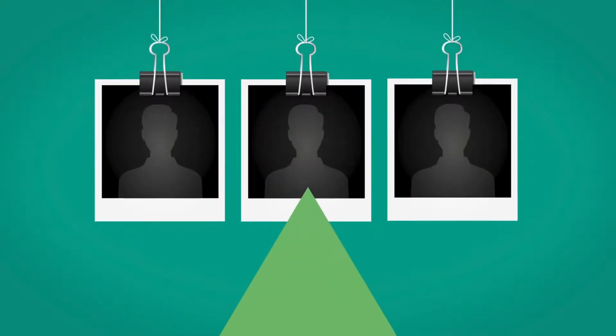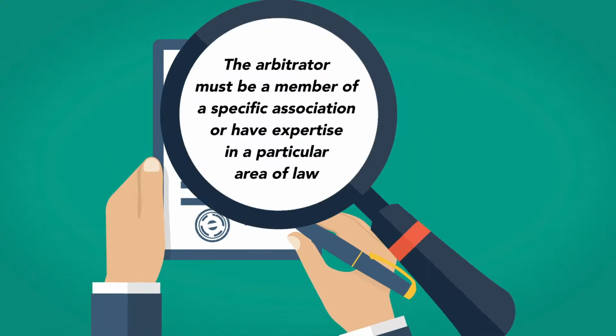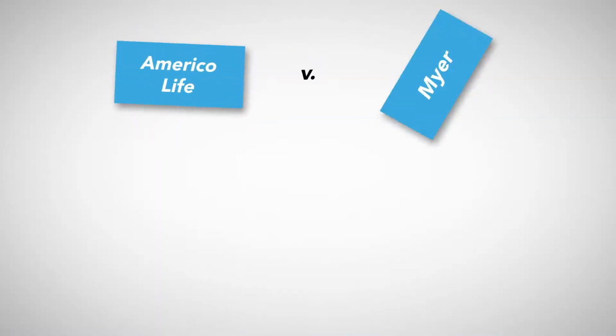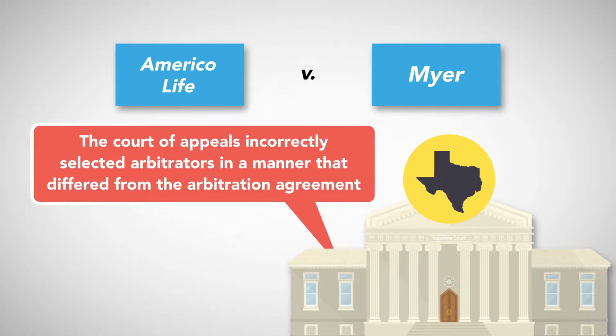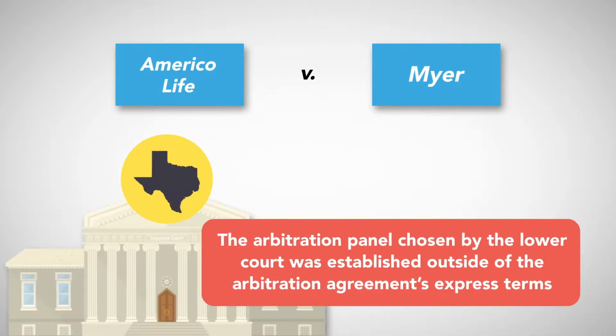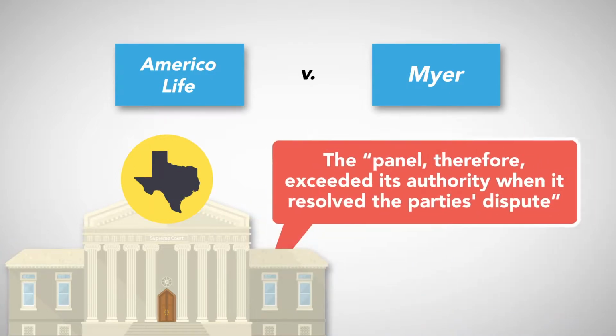Choosing an arbitrator in a given case depends on the details of the arbitration agreement. It may state that the arbitrator must be a member of a specific association or have expertise in a particular area of law. In the case Americo Life v. Meyer, the Supreme Court of Texas ruled that the Court of Appeals incorrectly selected arbitrators in a manner that differed from the arbitration agreement. The court noted that the arbitration panel chosen by the lower court was established outside of the arbitration agreement's express terms, and the panel, therefore, exceeded its authority when it resolved the parties' dispute.